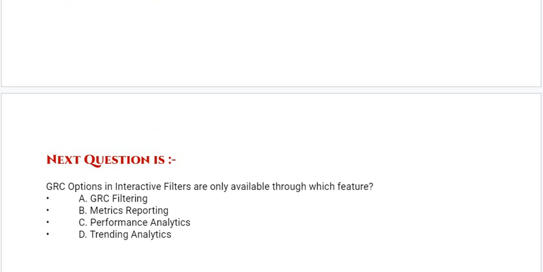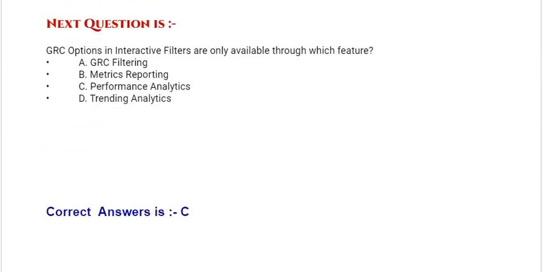Next question is, GRC options in interactive filters are only available through which feature? Option A. GRC filtering. Option B. Metrics reporting. Option C. Performance analytics. Option D. Trending analytics. Correct answer is option C.